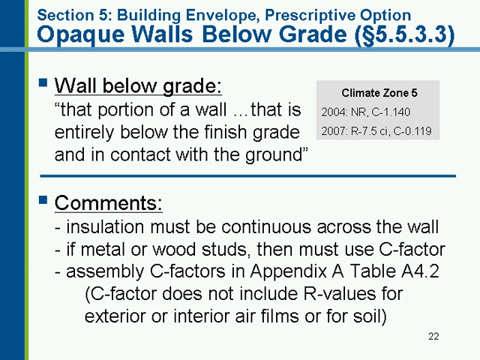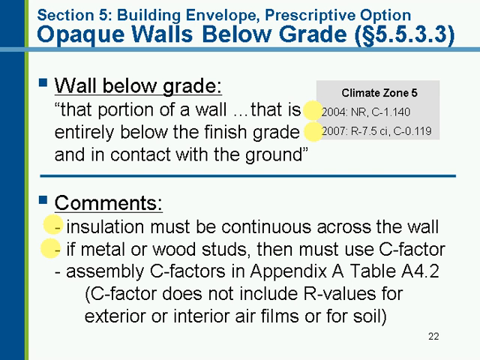There's one below grade wall category, and that's the portion of the wall that is entirely below the finished grade and in contact with the ground. For 2004, you see there's no requirements here. And for 2007, there will be a minimum requirement of R7.5 continuous insulation, which is 1.5 inches or 2 inches of continuous rigid insulation. Here, similar to the mass walls, it must be continuous across the wall. If you have the metal or wood studs, then you must use the C factor.